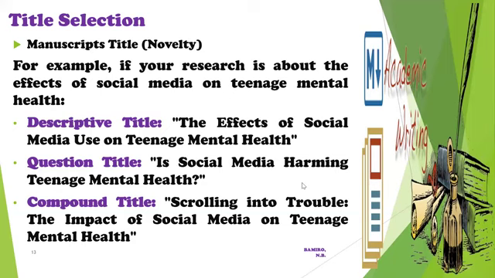Sometimes our title may be good, our work may be good, but the way we structured our title could be problematic. Now, if you look at this example, we have basically three types of title. We have the descriptive title, the question title, and the compound title. Now, this descriptive title: the effect of social media on teenage mental health. This same paper, if you submit it to any journal using the descriptive title, they may assume, what's so unique, and they will reject it.